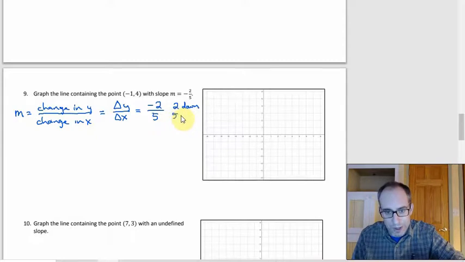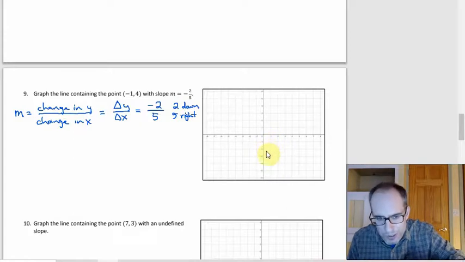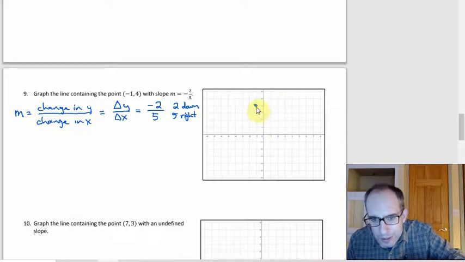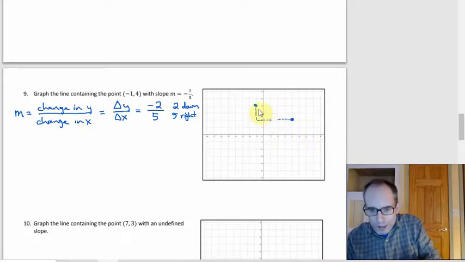So that's going to be 5 to the right. If you just want to do this with the graph, you would start off at the original point, which is negative 1, 4, which I guess is right about there. And then you go 2 down, so down there, then 5 to the right. So 1, 2, 3, 4, 5, right there. And then the line would just go through those 2 points.